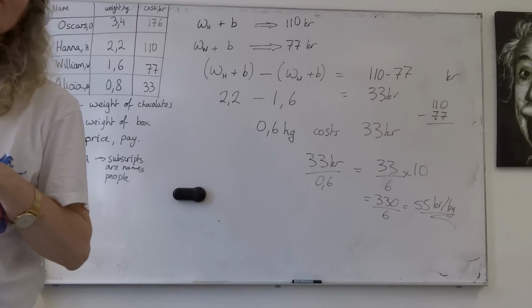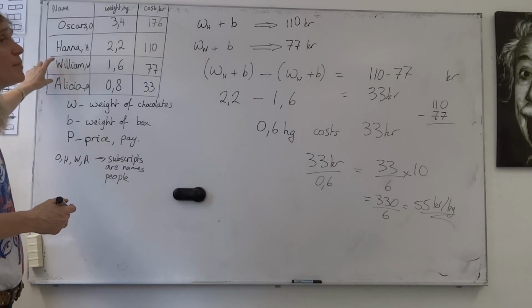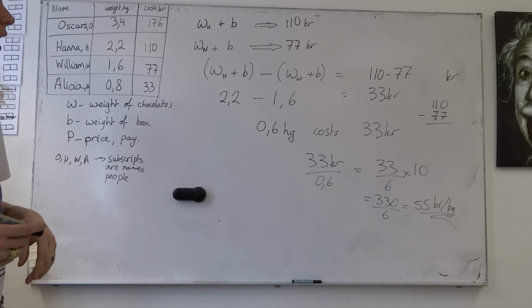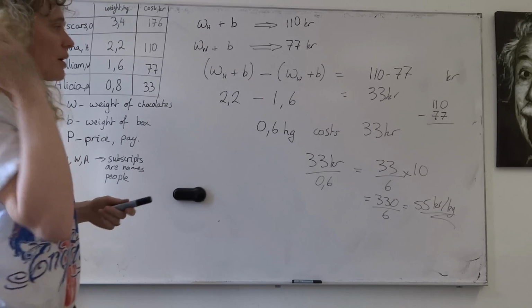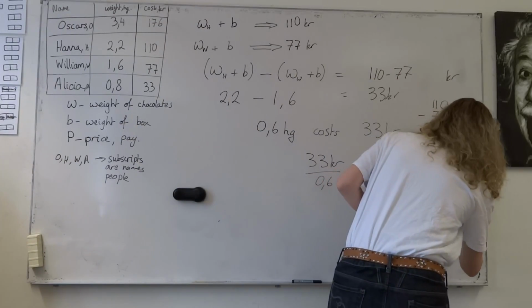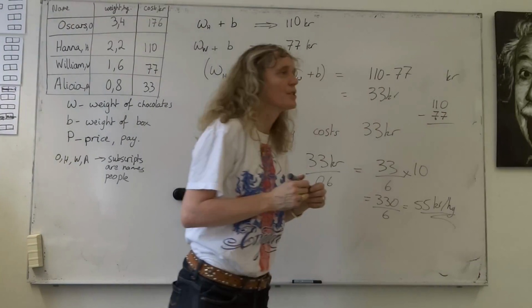So whichever way you do it, and if you do the same thing then with William's minus Alicia's, you also get 55, what? It's hecto, not the kilo. Per hectogram. 55 kronas per hecto.